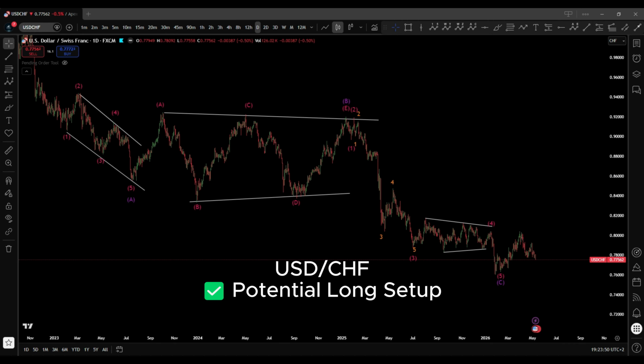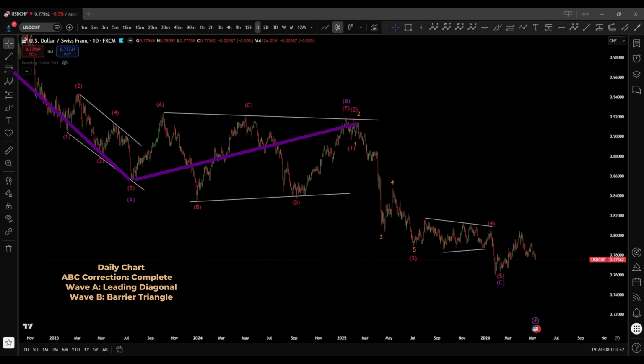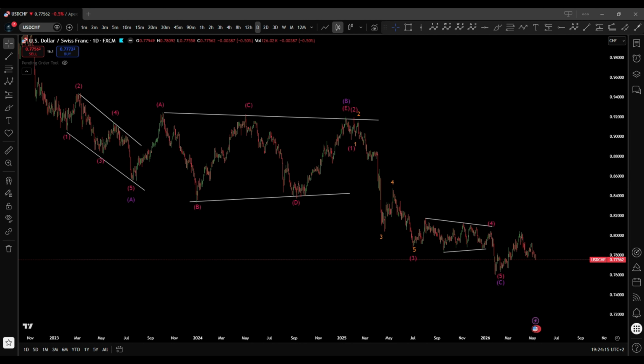USDCHF is one of the most textbook perfect Elliott Wave setups I've seen recently, and it's a great example of why learning this framework pays off. On the daily chart, we have a completed ABC correction to the downside. Wave A formed as a leading diagonal, wave B as a barrier triangle. Wave C was impulsive, with one rare detail. Wave 5 of C formed as a truncation. If you don't know what that is, we cover it in detail on WaveMaster.